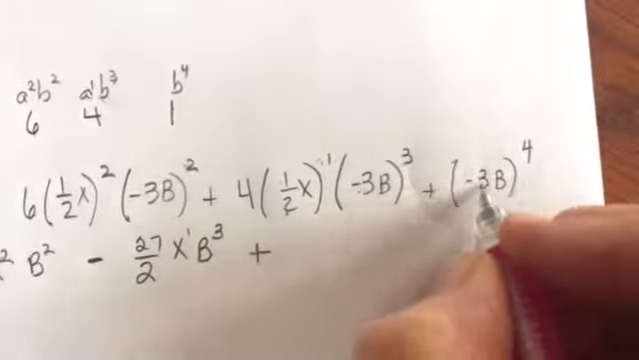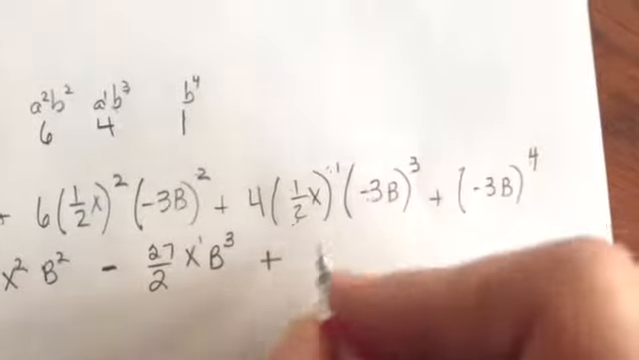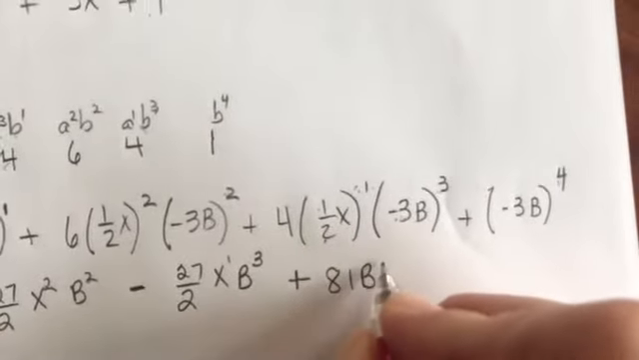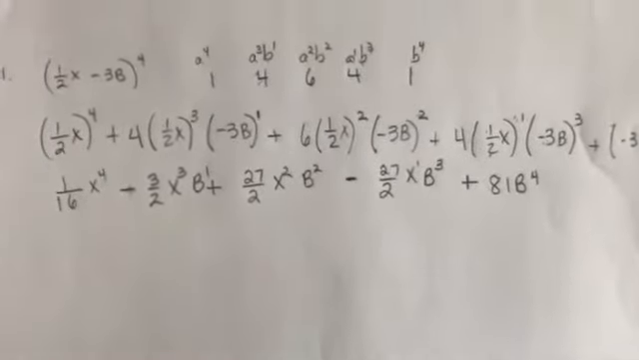Plus, and -3 to the fourth, again, that's going to be positive because there's an even number of negatives, but that would be 81 b to the fourth. And there you've got it. They can't get any more wicked than that, surely.